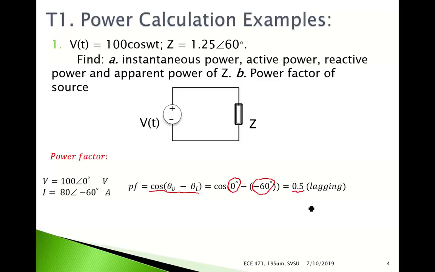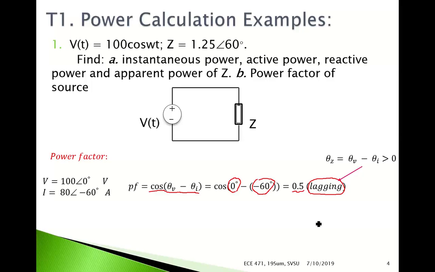However, never forget to provide information about lagging or leading, which can be told by the sign of the impedance angle. If it is greater than 0, it is lagging, otherwise it is leading.